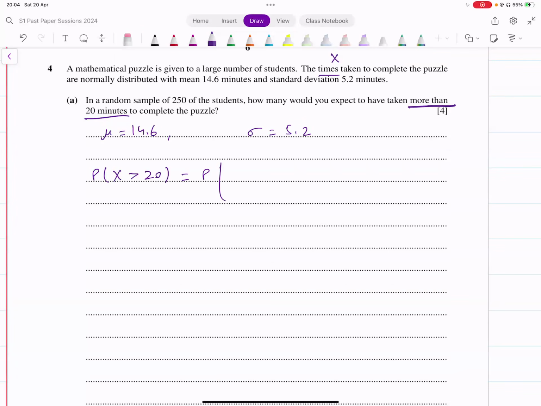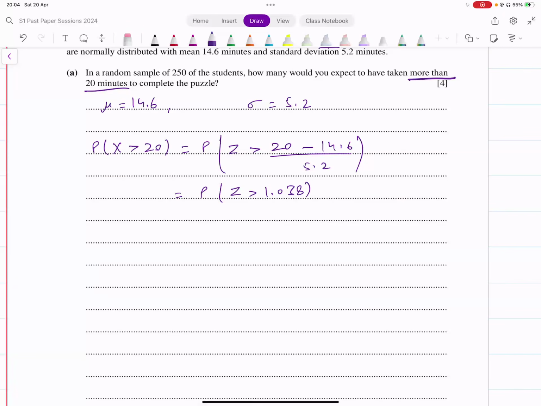Convert this to Z first of all. So it becomes Z greater than 20 minus the mean. Mean is 14.6 divided by the standard deviation, which is 5.2. And that's going to give you this value in terms of Z. Z is greater than what? 1.038 to 3 decimal places. And now we need to think of the normal distribution curve, convert it to the standard form, Z less than a positive number. That's the standard form that we've got. We need to convert it to that form. How do we do that? This is what the normal distribution curve looks like.